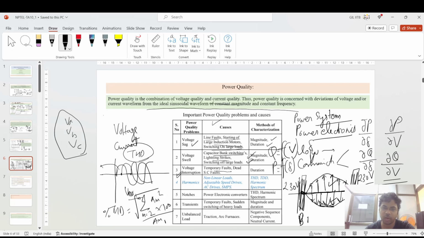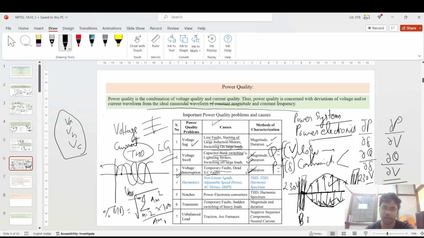Third is the voltage interruption. Voltage interruption is when you have a temporary fault. Suppose a tree branch falls on a certain line and you get an LG fault, or you get a dead short circuit fault where all the lines get tripped at a particular moment. The duration characterization is also important, because you have auto reclosers and other mechanisms with which you can temporarily make the system work in the faulty situation.